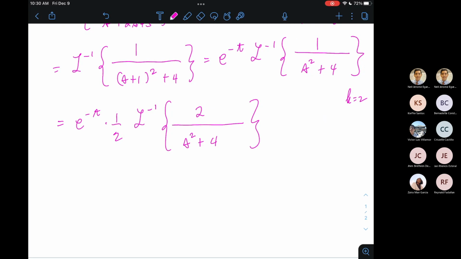So what we have now is 1/2 e to the negative t times inverse Laplace transform ng 2 over s squared plus 4, which is exactly of the form k over s squared plus k squared. So this is sine of 2t. End of story. Right? Double check ko nga dun sa slides. Ang nakopya ko lang ay e to the negative t sine 2t.